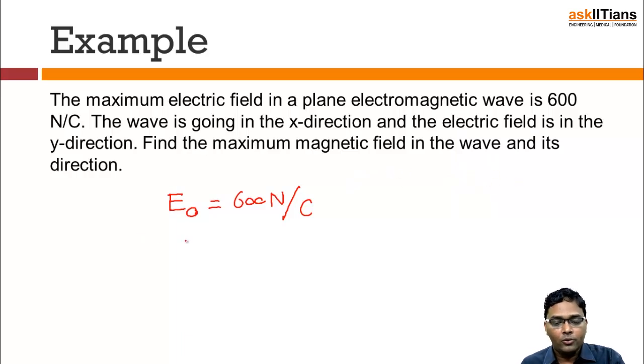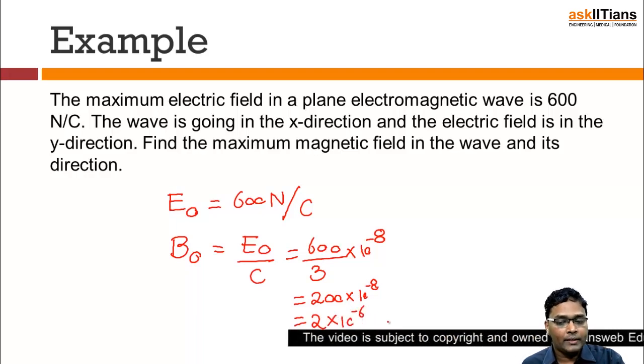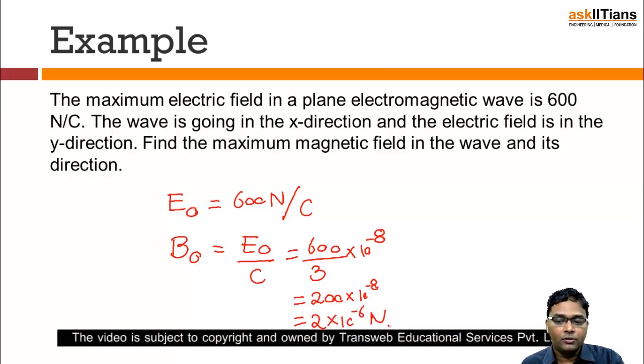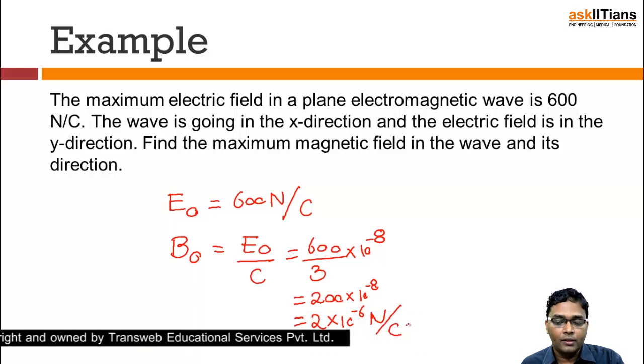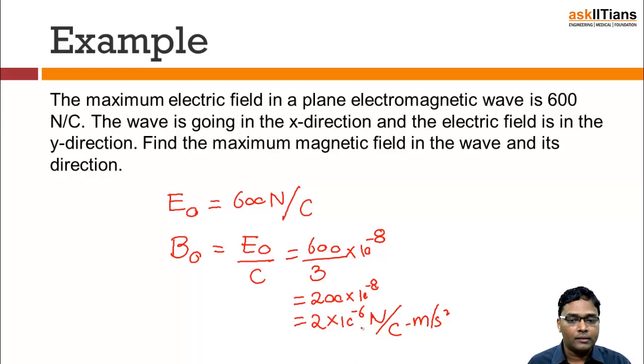Okay. Now if I have to talk about the maximum value of the magnetic field, it is going to be equal to E naught divided by c. c we know is 3 into 10 to the power 8. So this becomes 600 divided by 3 into 10 to the power 8. So this comes out to be 200 into 10 to the power minus 8, or 2 into 10 to the power minus 6, right? This can be written in units of newton per coulomb divided by meter per second square. You can simplify and that's going to give you the answer.